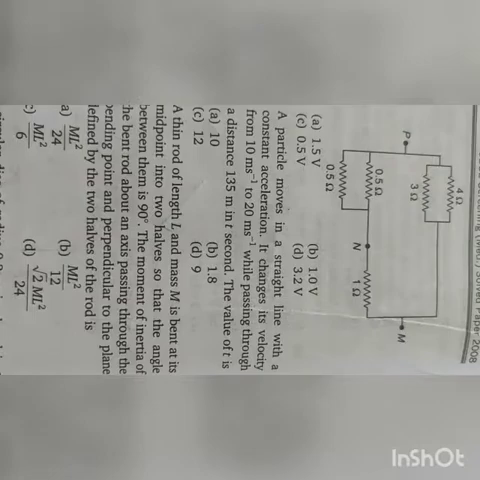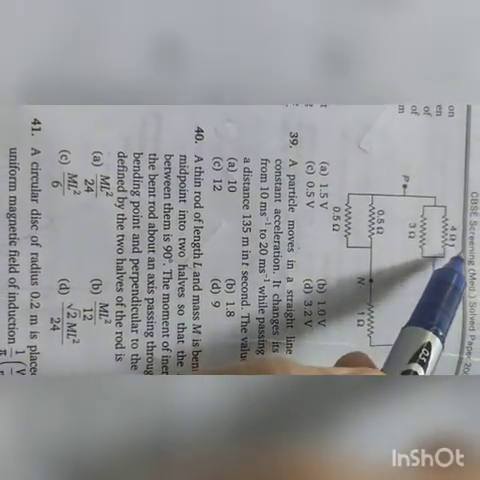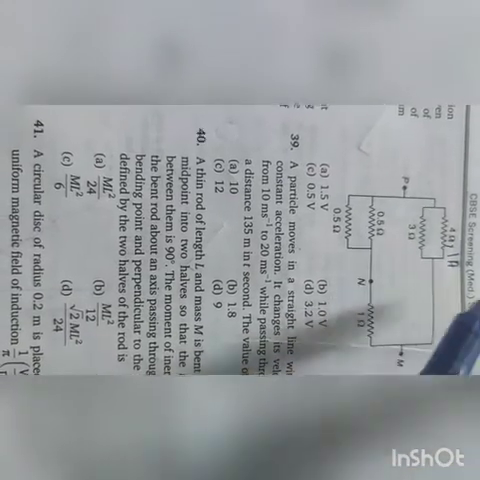Now question number 38. In the circuit shown, the current through the 4 ohm resistor is 1 ampere, where the points P and M are connected to a DC voltage source. The potential difference between the points M and N is, so here is the circuit and the question tells us that 1 ampere current passes from here. So let's see the solution.